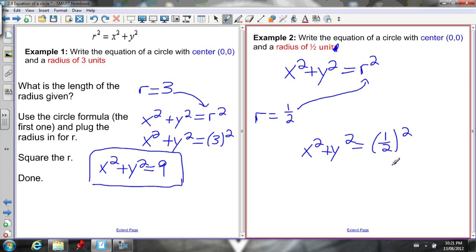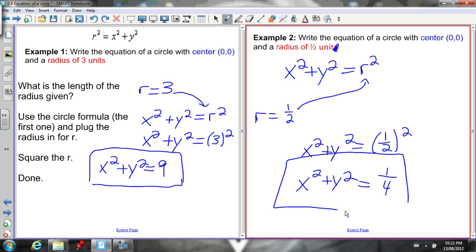Okay, I put in brackets. Just remember I have to apply the square to the numerator and the denominator of my fraction. 1 squared is 1. 2 squared is 4. X squared plus y squared equals a quarter. There is the equation of my circle. So in your final equation, don't plug in for x and y. You just want to be plugging in for your radius squared. Always remember to simplify that radius squared.